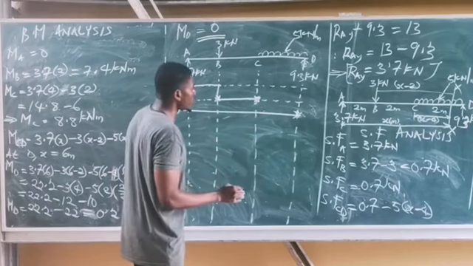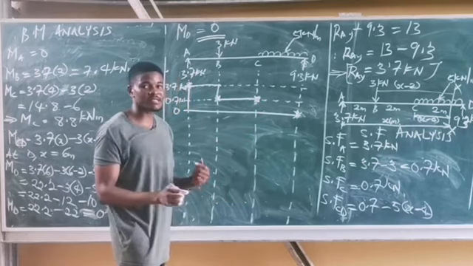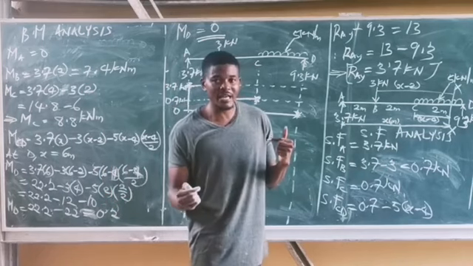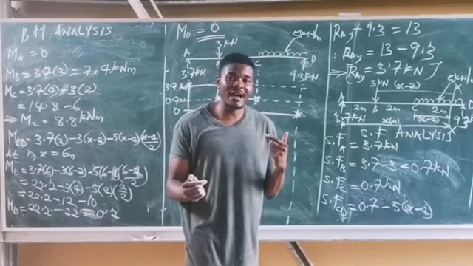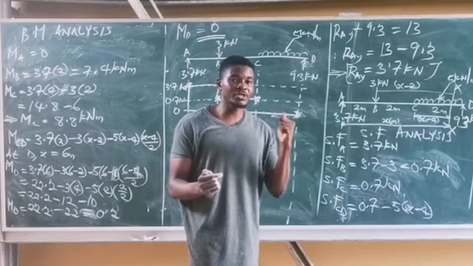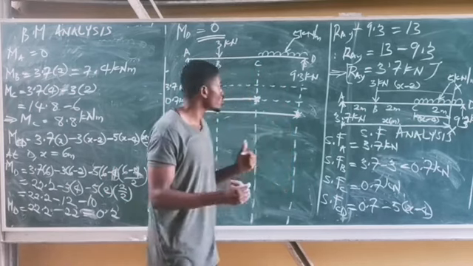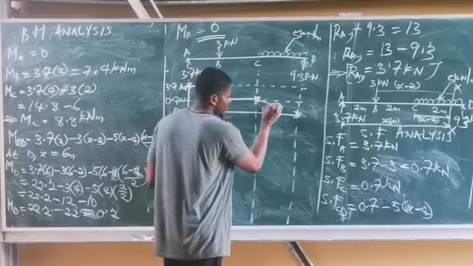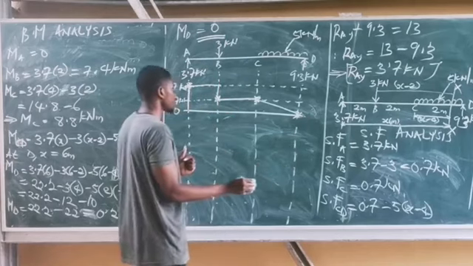This 0.7 force moves down to point C. Between point C and point D, there is a UDL, and I always said the shear force diagram for a UDL is always a slant line. Shear force diagram for a point load is always a straight line, but for a UDL it's always a slant line. So between point C and point D, there is a UDL, so we have a slant line that connects them together. So this is the shear force diagram.